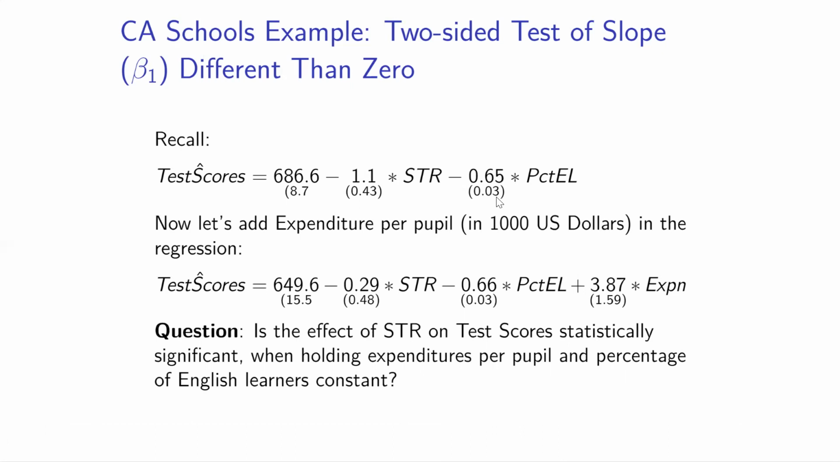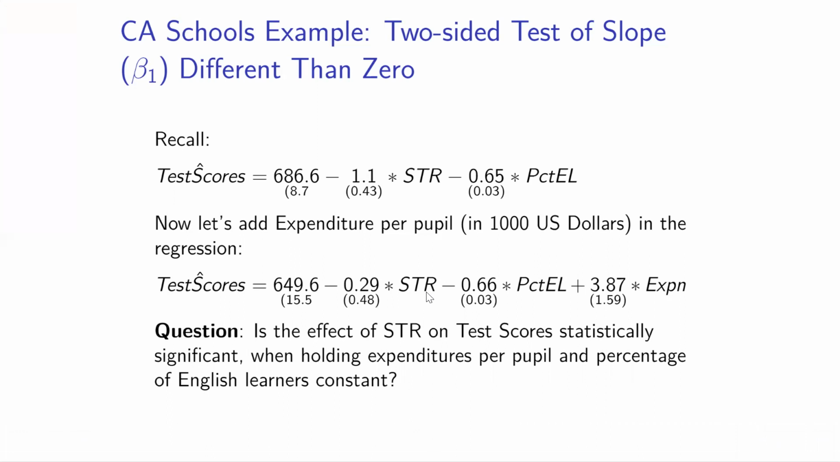However, if we add an additional variable, the expenditure per pupil, into the regression, the estimate for STR is reduced significantly from 1.1 to 0.29. And the t-stat also becomes smaller. 0.29 divided by 0.48 is roughly 0.6, which is much smaller than 1.96. And therefore, we cannot reject the null, and hence we conclude that STR is not statistically different from 0 in this regression.